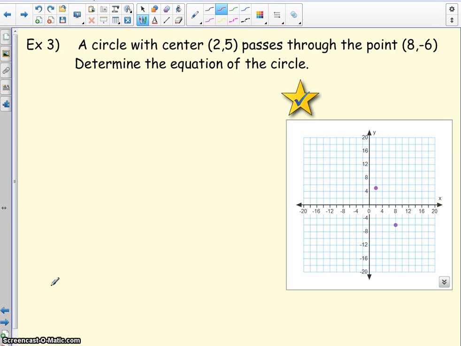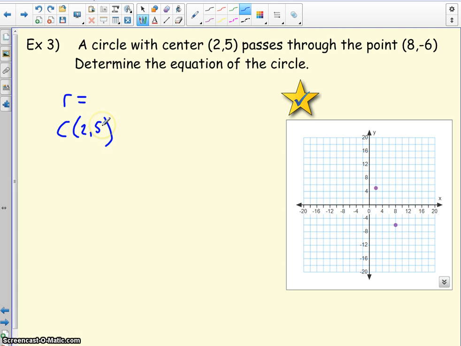Okay, welcome back. So here I'm being told that a circle with center (2, 5) passes through a point at (8, -6), and it wants us to find the equation of the circle. One thing you need to remember: in order to find the equation of a circle, we need two things. We need the radius, and we need the center. Thankfully I'm giving you the center. It's at (2, 5). But I need to find the radius.